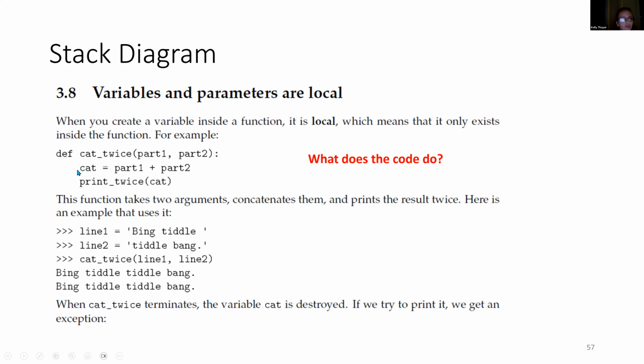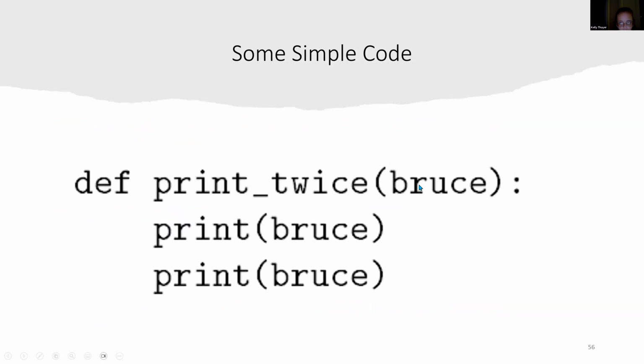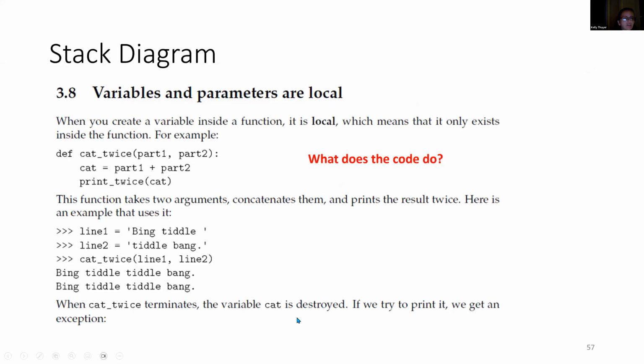So now it's going to concatenate those together: bing tiddle, tiddle bang. And then we call the print twice function with cat, which is bing tiddle, tiddle bang, and we call that function. So now Bruce becomes bing tiddle, tiddle bang, and we print it 2 times because that's now what Bruce is equal to. And so then we get this output as we see it here.